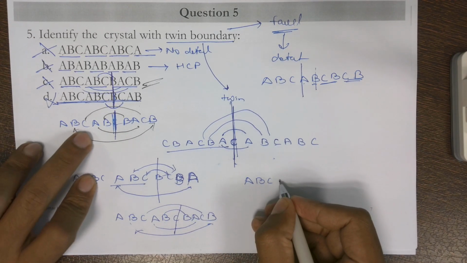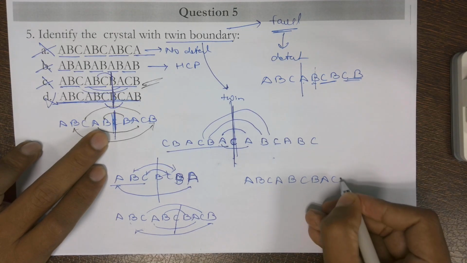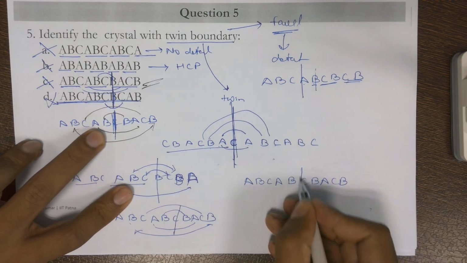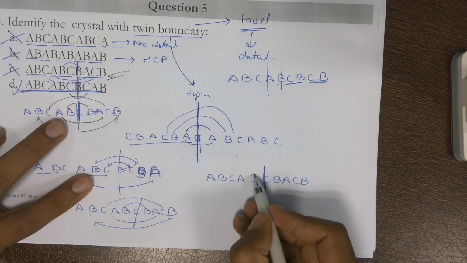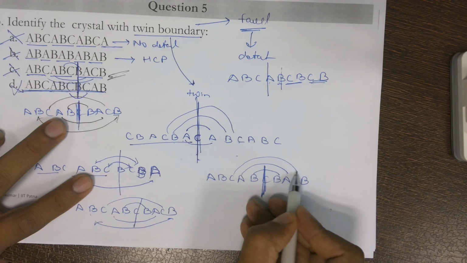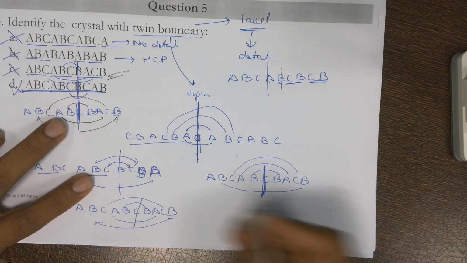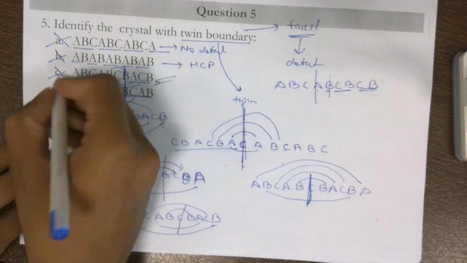if I try to draw ABC and A, B, C, B, A, C, B, consider this particular one. This is a fault. So what we'll get is about this, there is a mirror. A is reflected over here, C is reflected back, and then again B is reflected over here. If we keep on proceeding, A will be over here. Okay, so the right answer here is option C.